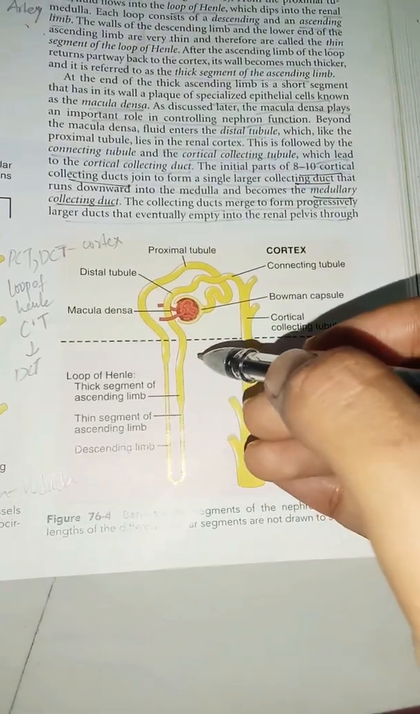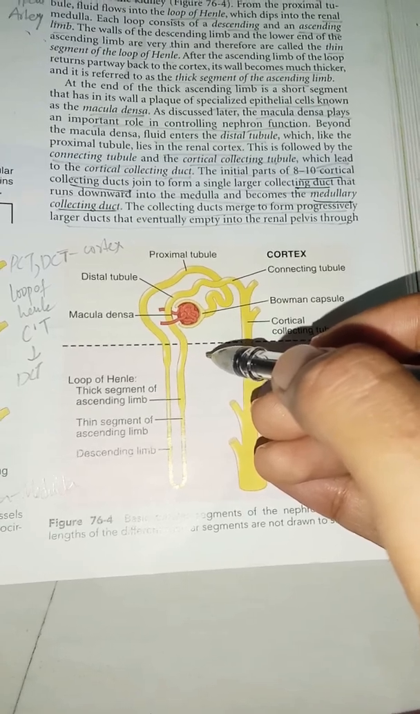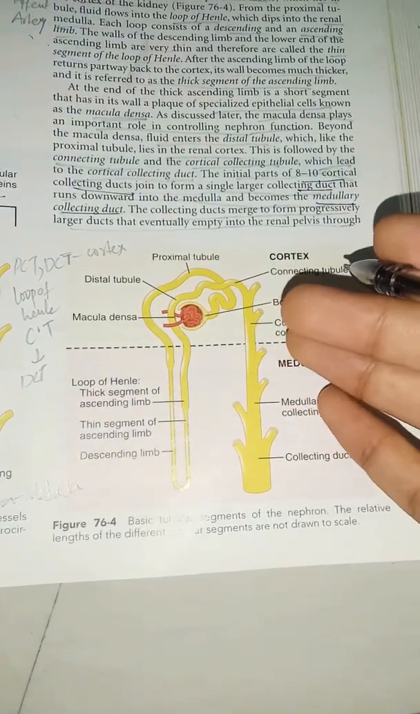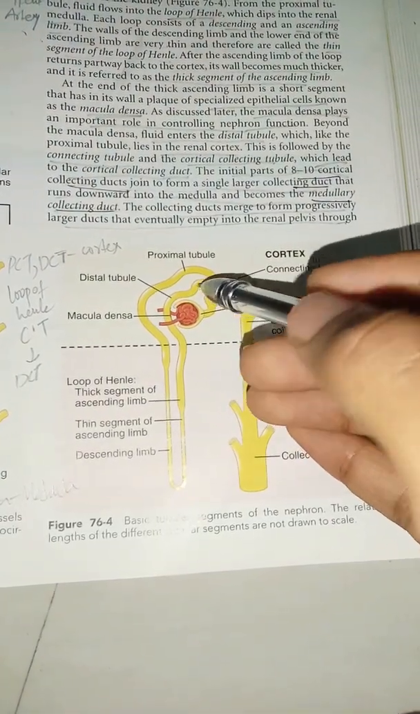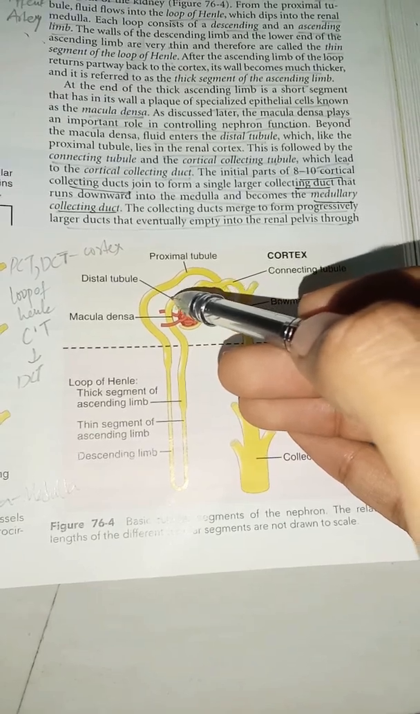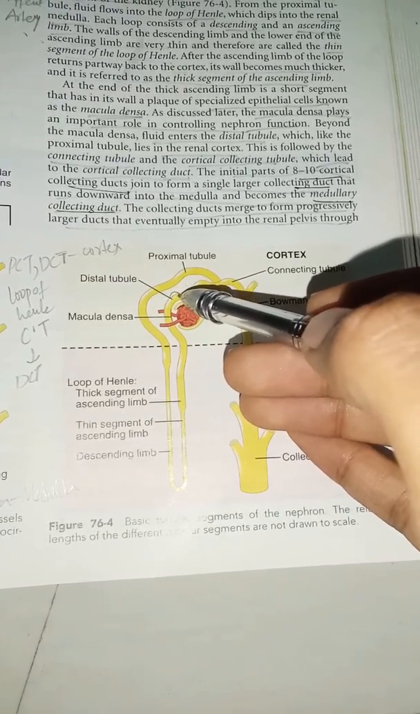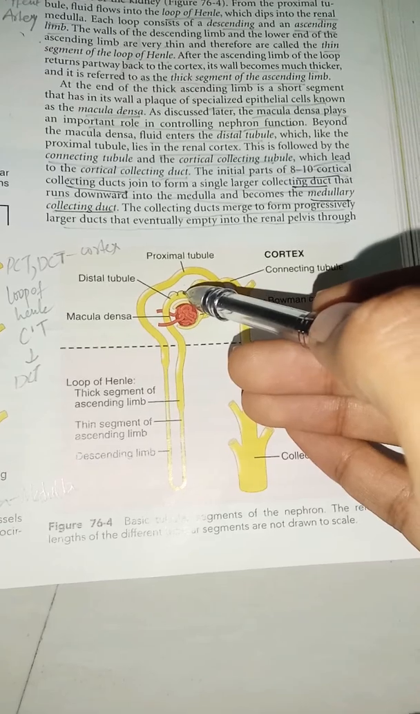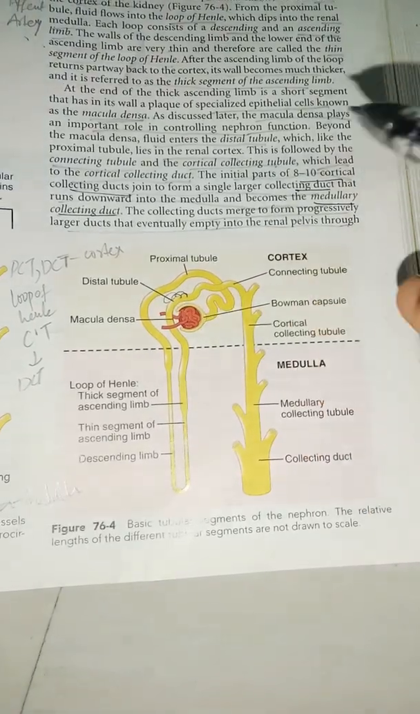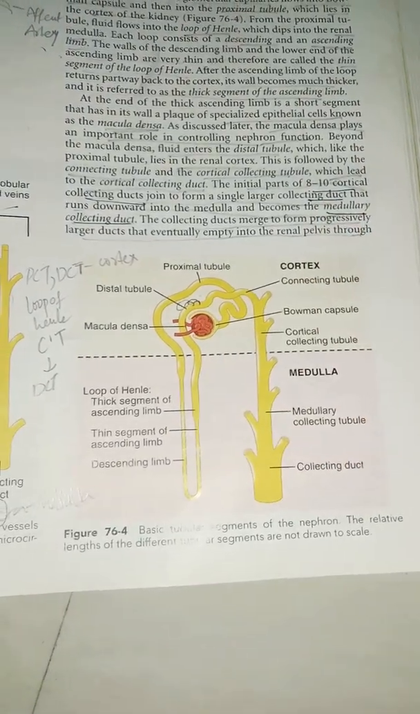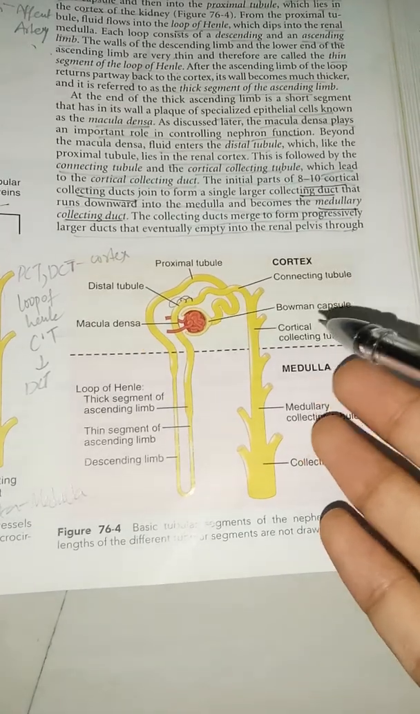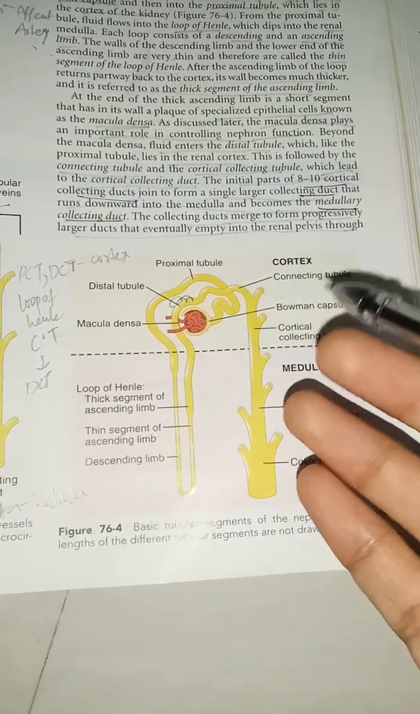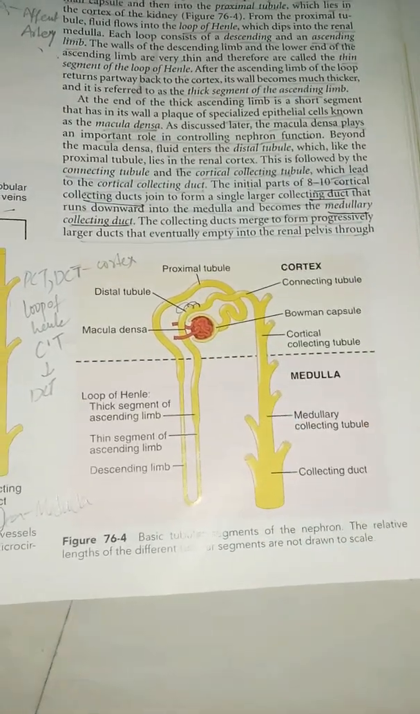Coming to the macula densa, it is present near the distal convoluted tubule. Near the distal convoluted tubule you will have two types of cells: one is the Goormaghtigh type of cell, and the other is the macula densa. These two together form the juxtaglomerular apparatus, which mainly releases renin into the blood. Renin is useful for the conversion of angiotensin 1 into angiotensin 2.